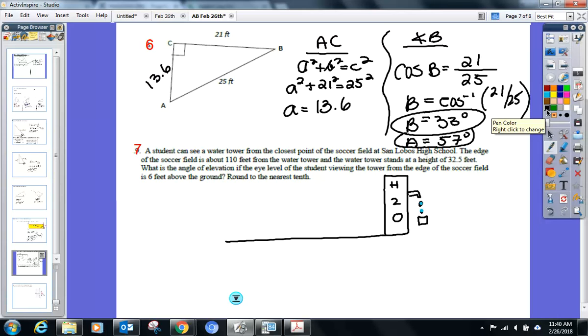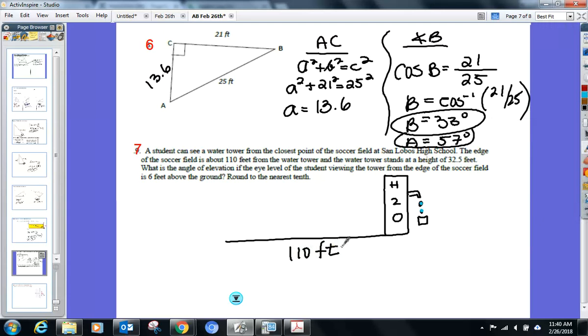All right, so what do we know here? The edge of the soccer field is about 110 feet away from the water tower, all right, 110 feet away. And the water tower is 32 and a half feet tall. And the person is viewing it 6 feet above the ground, okay? So 6 feet above the ground.